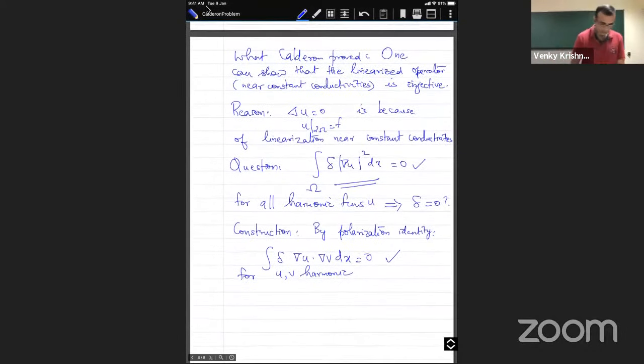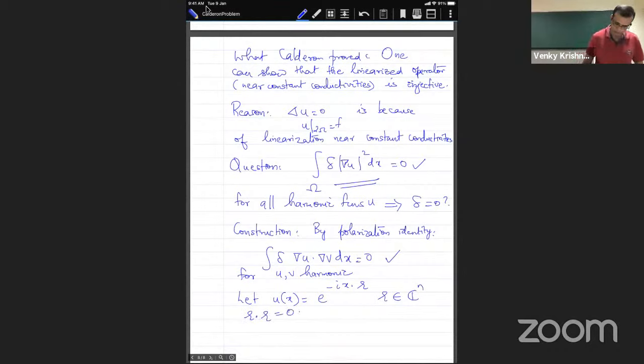So what Calderon did is the following. Let u of x be e to the minus i x dot zeta, where zeta belongs to C^n. For this to be a solution, as we just saw, we must have zeta dot zeta equal to 0, or in other words, the real part should have the same length as the imaginary part, and the real part dot the imaginary part should be equal to 0.